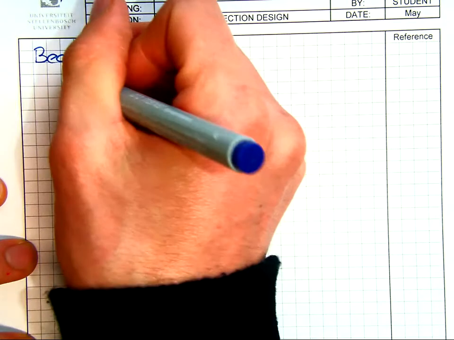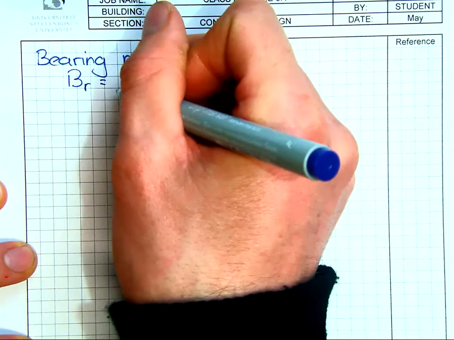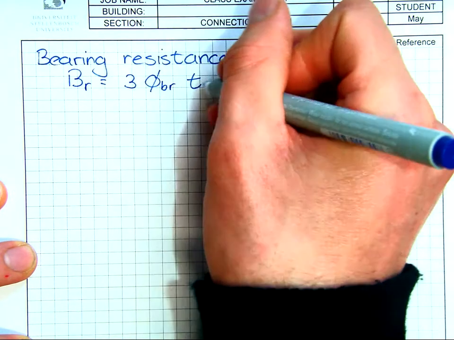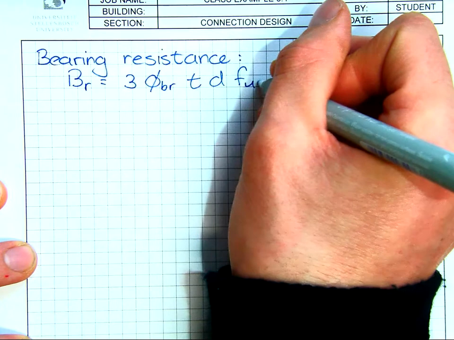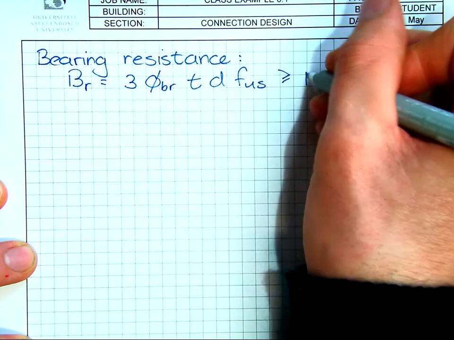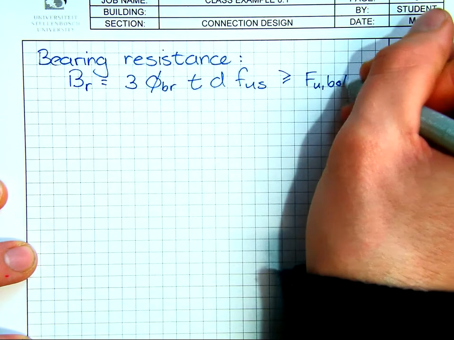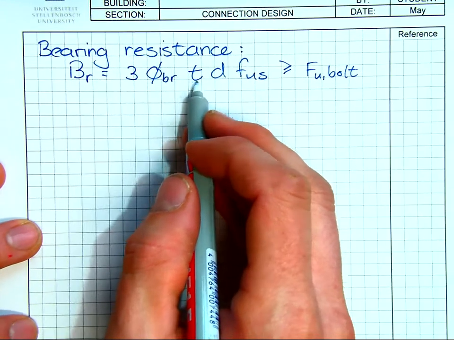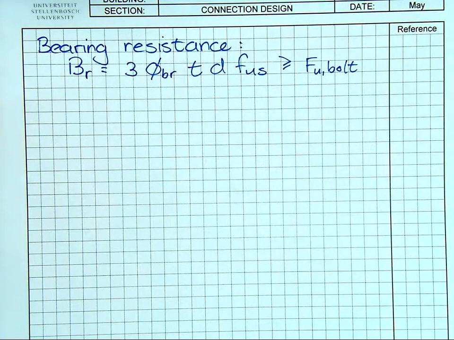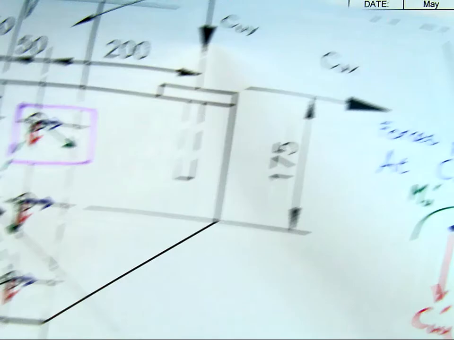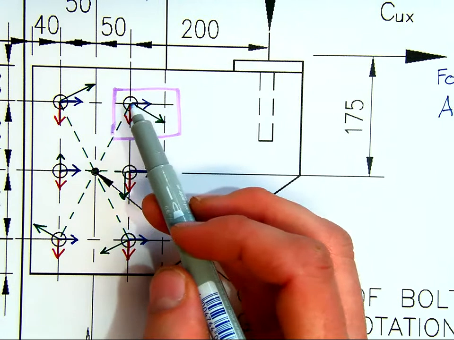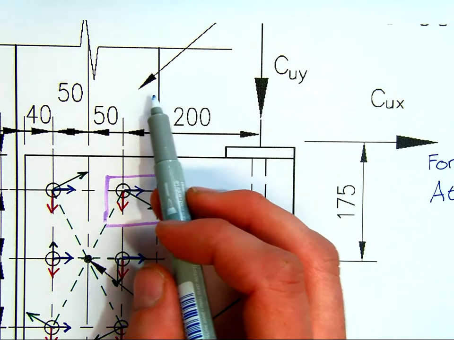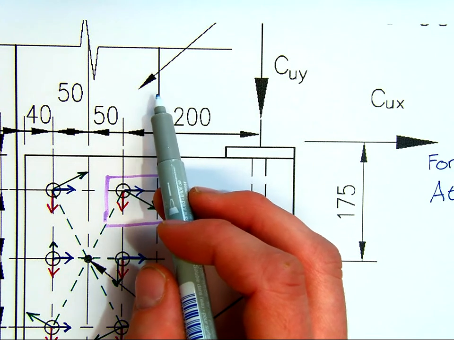This is the equation now for bearing resistance: 3 phi BR, and this must be greater than the thickness T. We need to be quite careful about that, because in our setup this bolt is bearing both against the 20 millimeter plate of the connection and the 11 millimeter thick plate of the column flange.